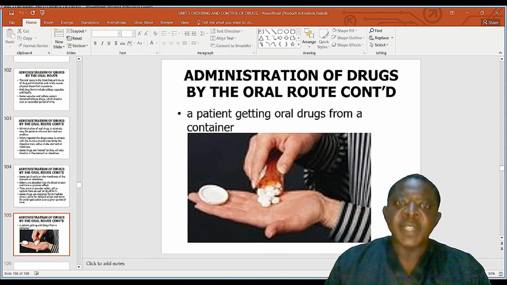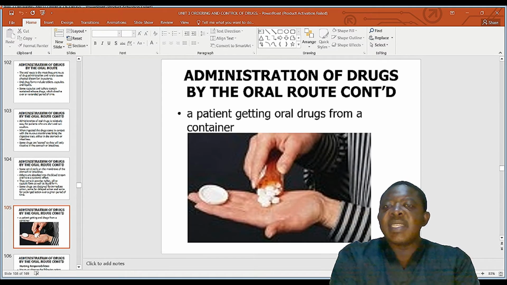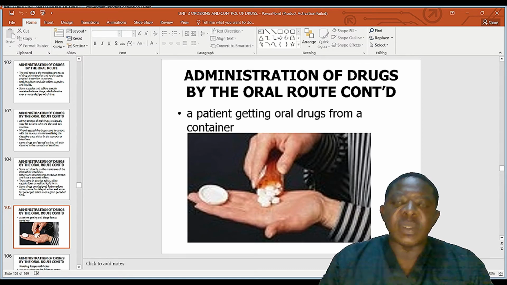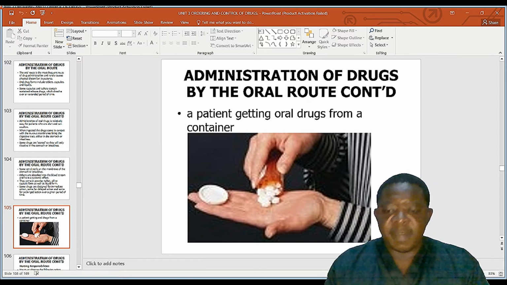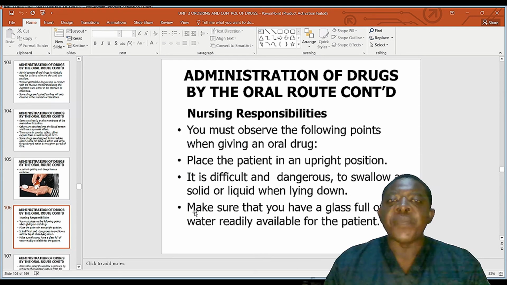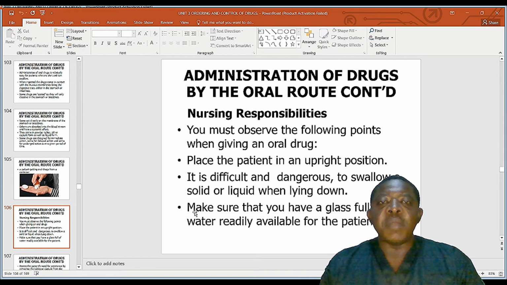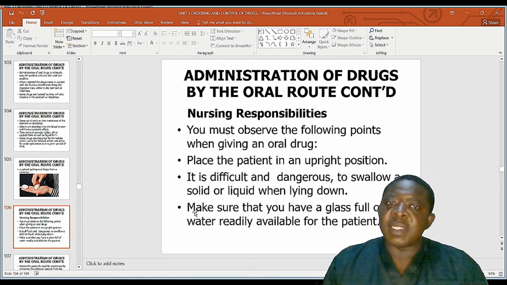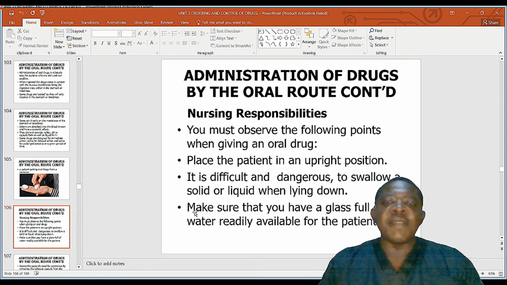Okay, so a patient getting oral drugs from a container. That is just a pictorial illustration there. Now, nursing responsibility when you're giving oral drugs: you must observe the following points when giving these oral drugs.